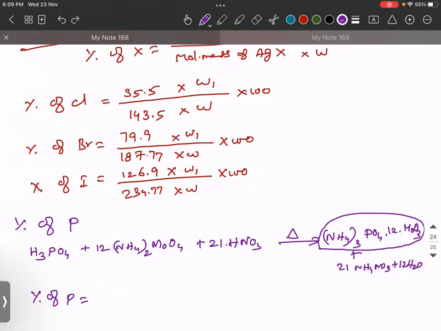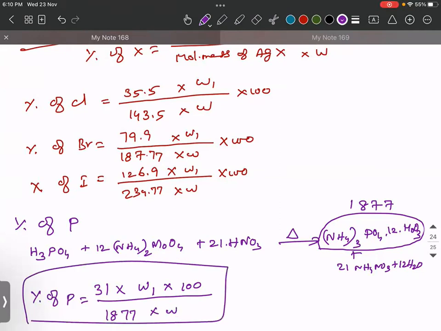Once the atomic weight of phosphorus is 30.9, you can take 31 into the amount of ammonium phosphomolybdate formed, into 100, divided by the molecular mass of ammonium phosphomolybdate, which is 1877. So 1877 into W gives the percentage of phosphorus.